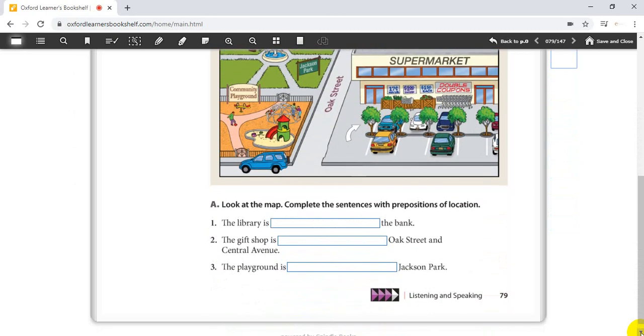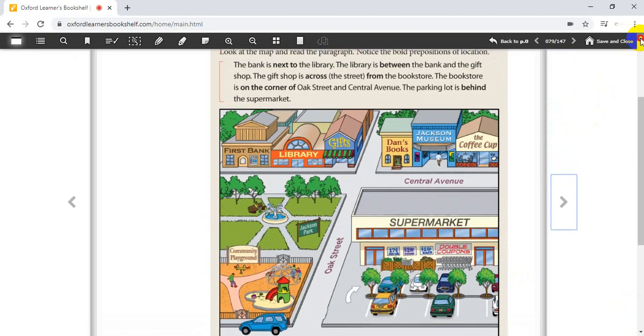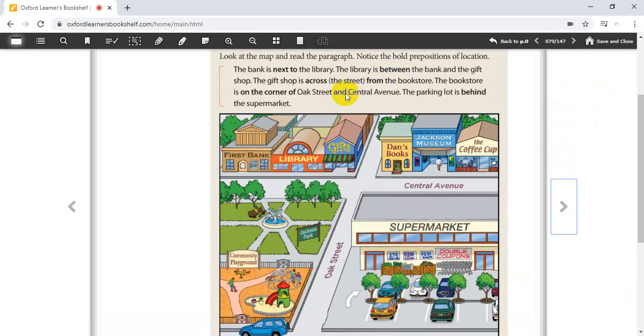Now this activity, you're going to look at the map. You're going to look at this map and complete the sentences with prepositions of location. So now you have all the prepositions of location in this paragraph, okay? And you are going to complete this activity using the prepositions of location from this paragraph.